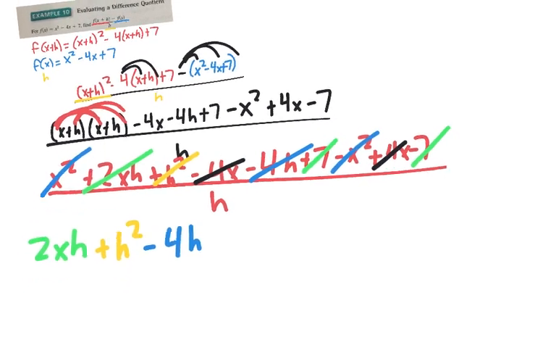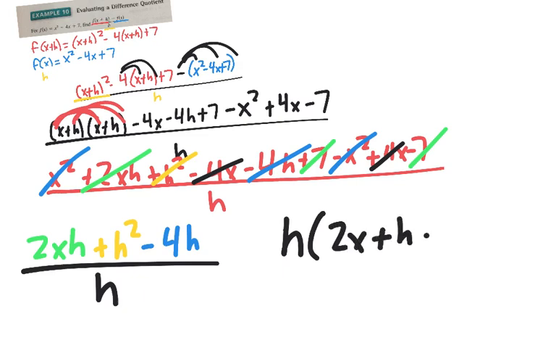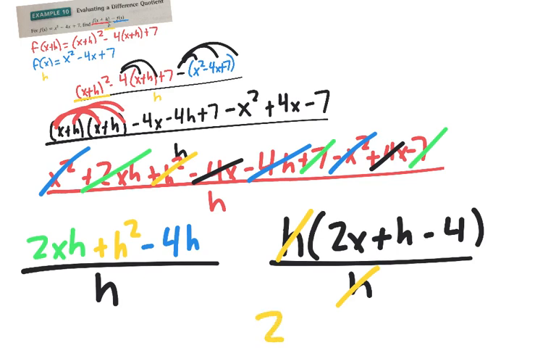Now, why do I say that you're going to always have an h? Because there's an h in the denominator. Now, in the numerator, I can GCF an h out of all those terms. So this becomes h times 2x plus h minus 4, all over h. H's cancel. So that leaves me with 2x plus h minus 4. Final answer.